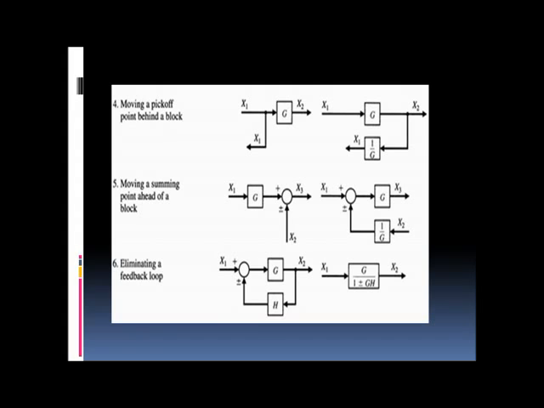You can see the formulas over there. If the summing point has a plus, then you will have G by 1 plus GH. Whereas if the summing point has a minus, you will have G by 1 minus GH. This is the sixth point.